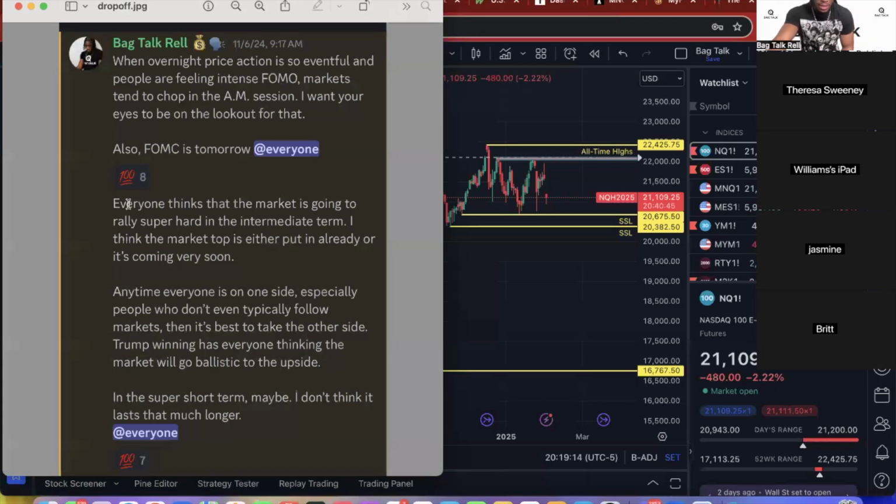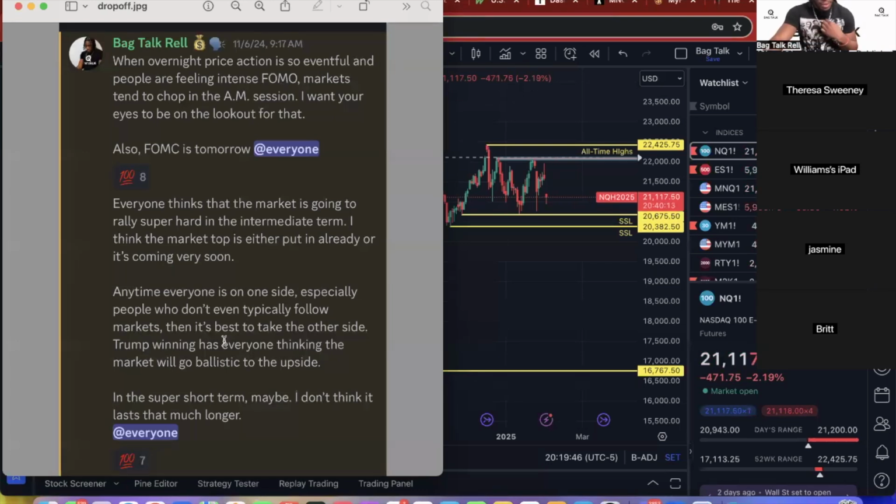I said everyone thinks the market is gonna rally super hard in the intermediate term, but I think the top is either put in already or is coming very soon. Anytime everybody's on one side, especially people who don't even follow markets, like your friends or your cousins at dinner saying, yo, bull market, it's best to take the other side. When everybody's bullish, you probably should be bearish. When everybody's bearish, you probably should get bullish, because that's how smart money works. If everybody's on one side, who's making money?